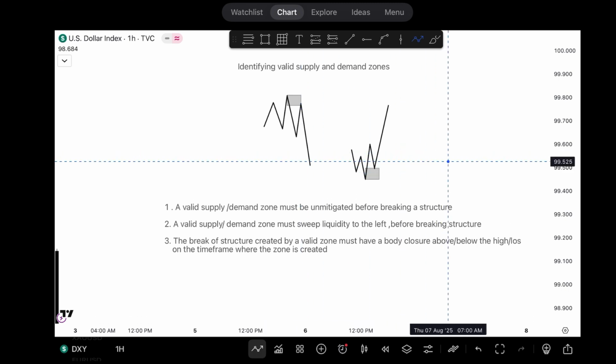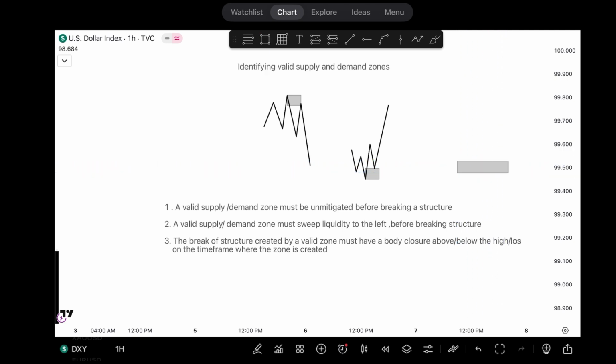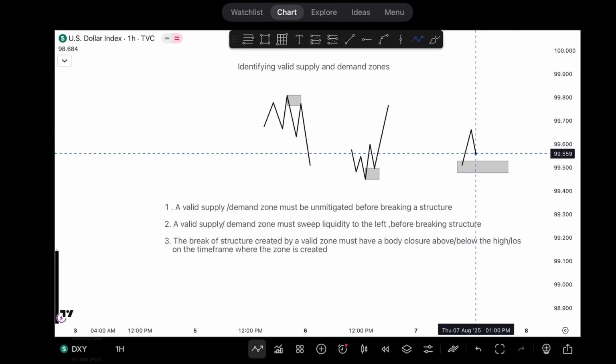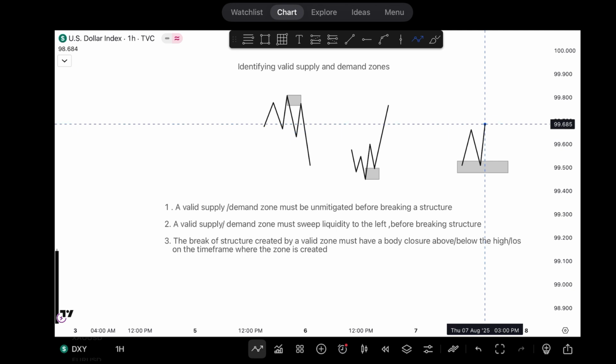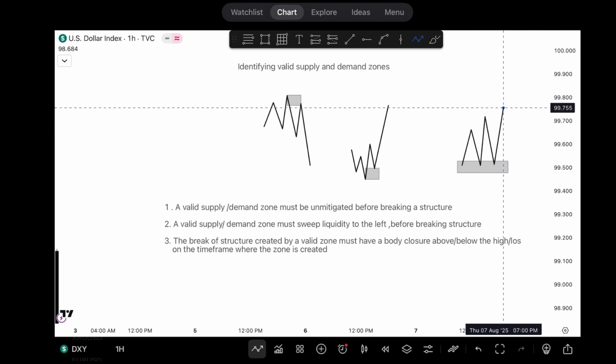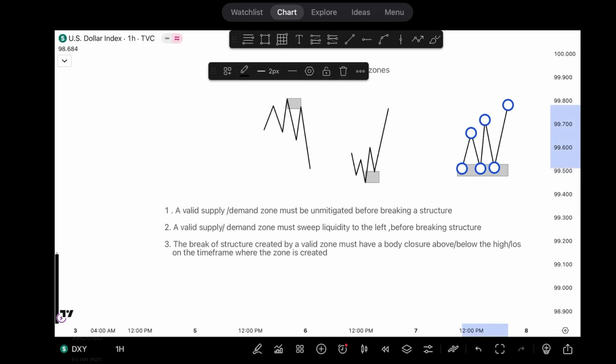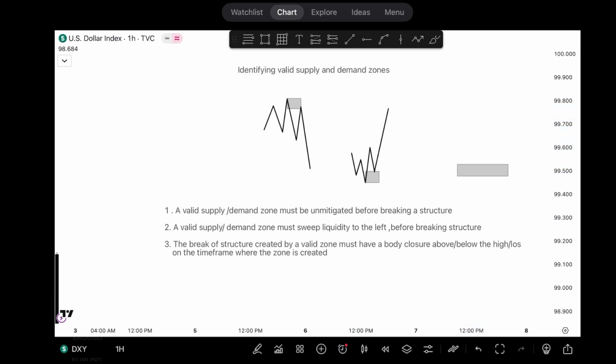Let's assume this is our demand zone right here. So price has traded off the demand zone. Price now came back into it again, traded something like this. There is every probability that the demand zone would not hold because it is already weak. Price has traded off it so many times. So the probability of such a demand zone working is quite low.